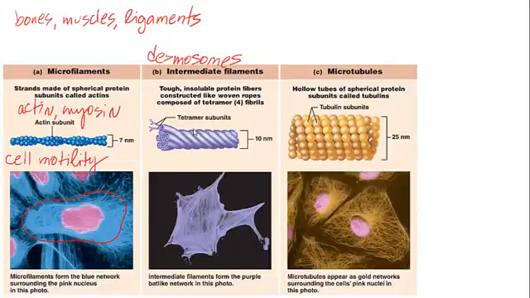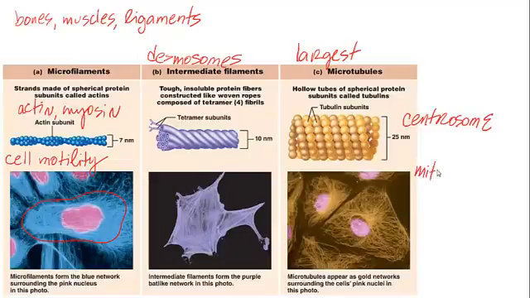And then the last one would be the microtubules. These are the largest of the three different parts of the cytoskeleton. And they're going to be particularly important for the centrosome. The centrosome is the cell center, and it is a part of what are called the centrioles. And these are also going to be very important for movement within the cells.